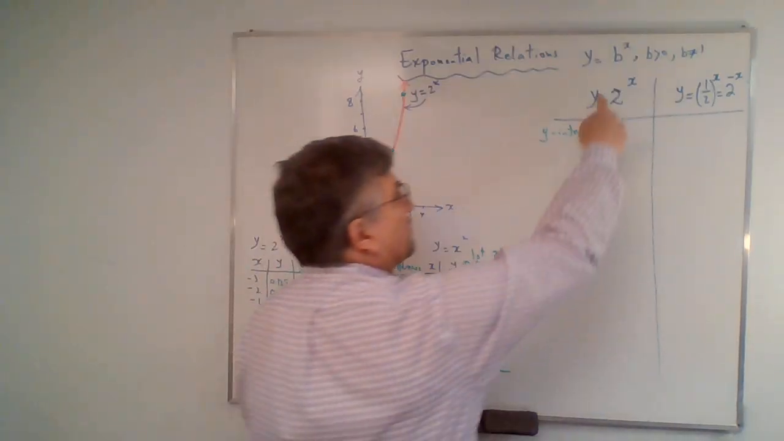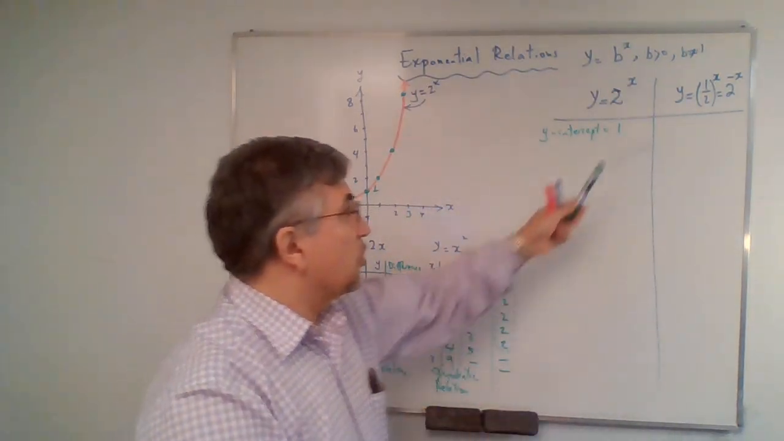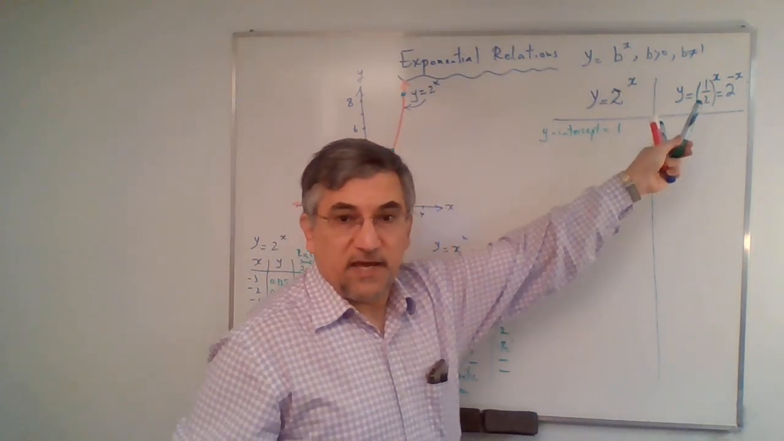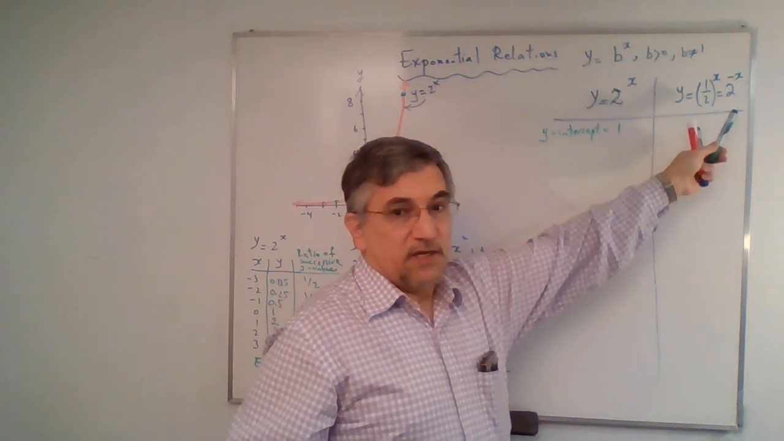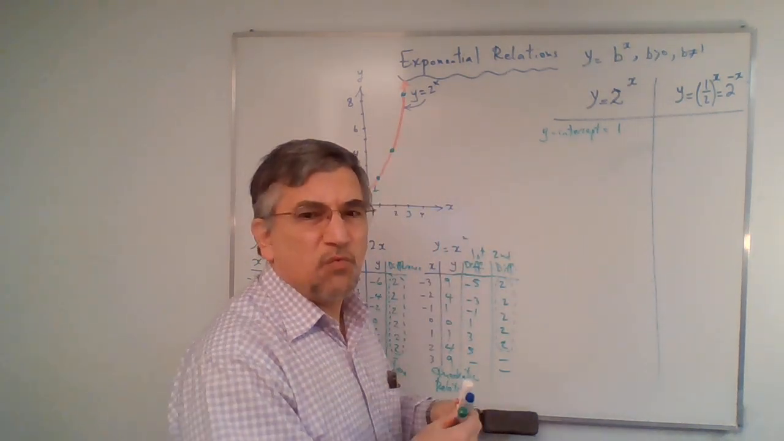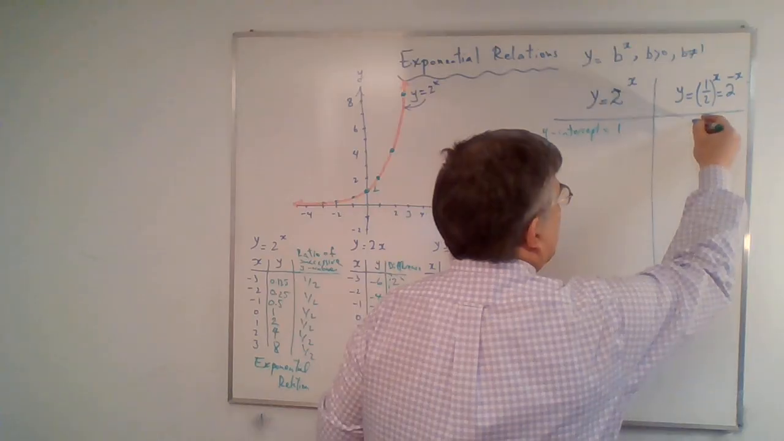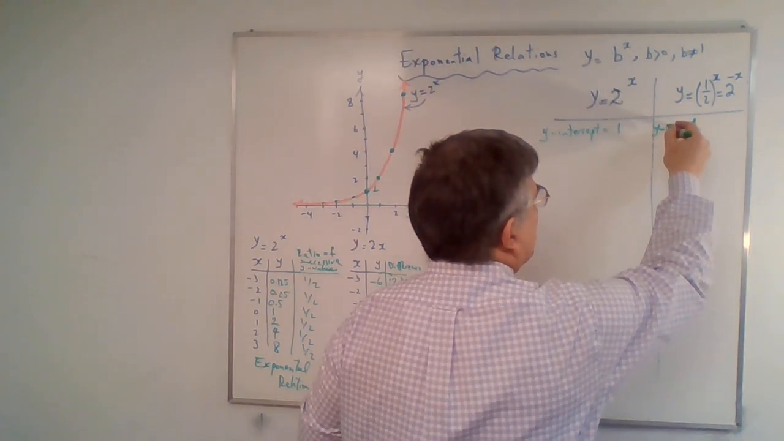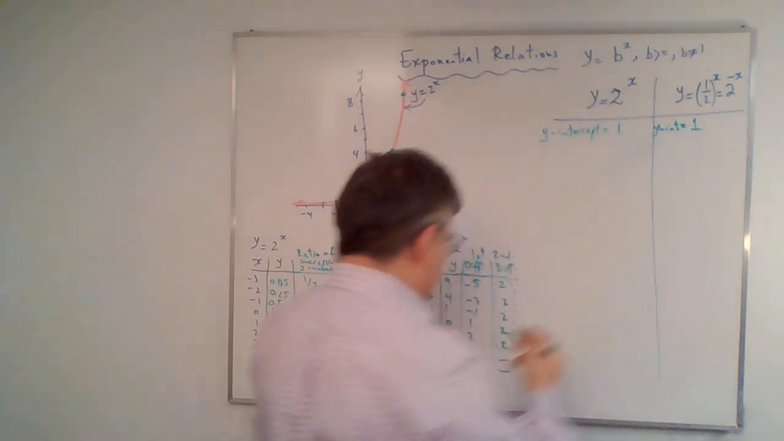So even if that's like 3 to the x or 10 to the x, or even 1/2 raised to the exponent of x, which can be written, by the way, with a negative exponent, the y-intercept is going to be 1 anyway. All right, so the y-intercept in any case is equal to 1.